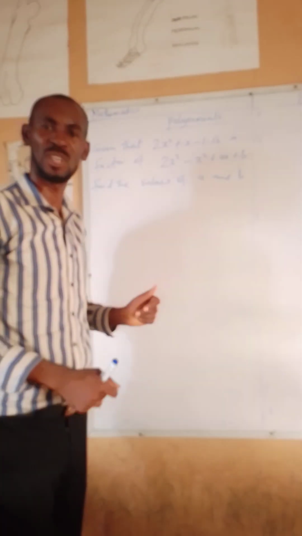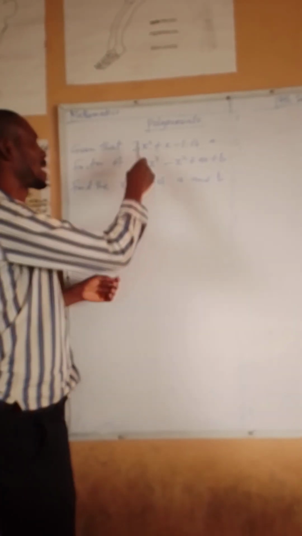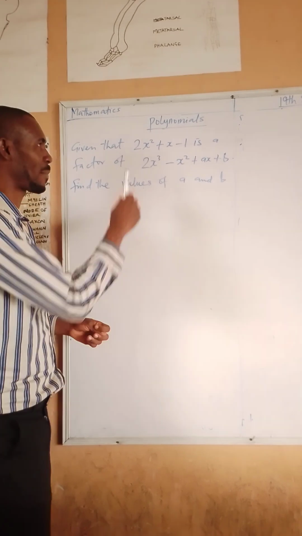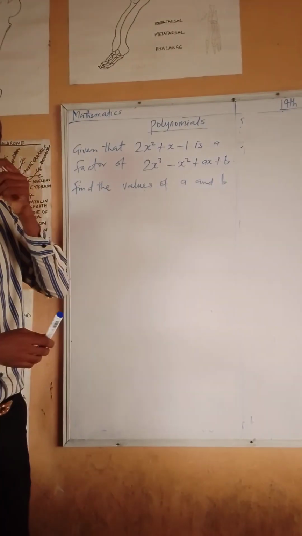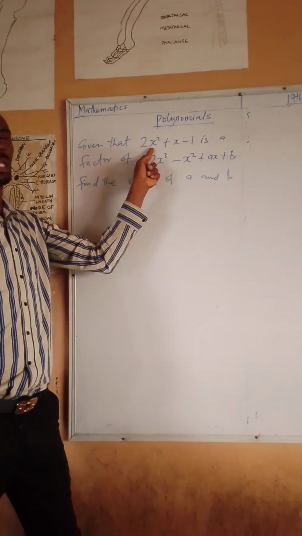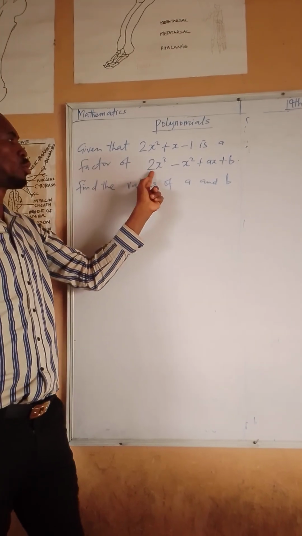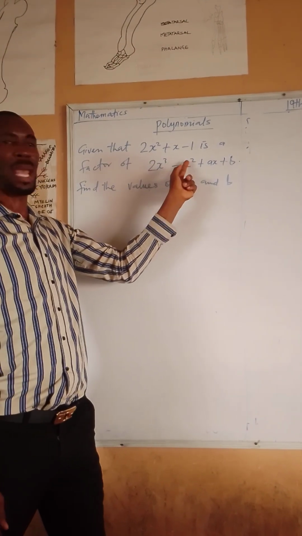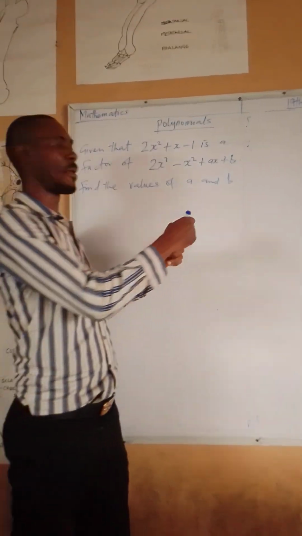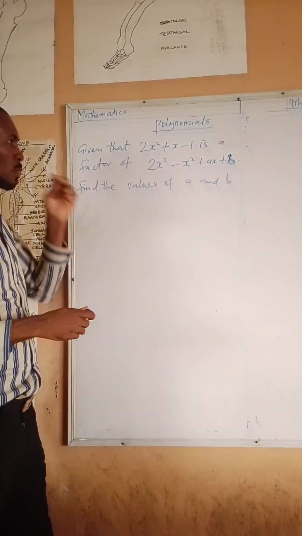I've come this morning with a beautiful question. The question we have this morning is on polynomials. Polynomials is Cambridge further mathematics. I brought it this morning for us to look at it together. So the question is, given that 2s squared plus s minus 1 is a factor, mark that word, of 2s cubed minus s squared plus as plus b, therefore find the values of a and b. Find the values of what? A and b.